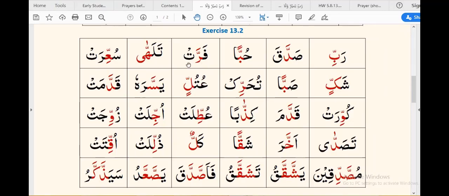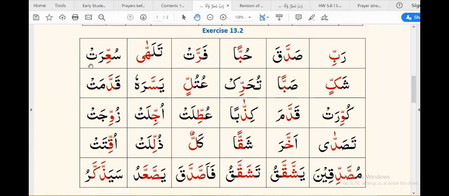فرت. Well done. Excellent. So you join the fa to the ra and then the ra to the ta because of the sukoon. Okay, well done. Next. تلهى. Excellent. Well done. Really nicely read. So over here you join the lam to the ha because of the shadda and then you pronounce the sound of the vertical fatha. Excellent. Well done. Next.